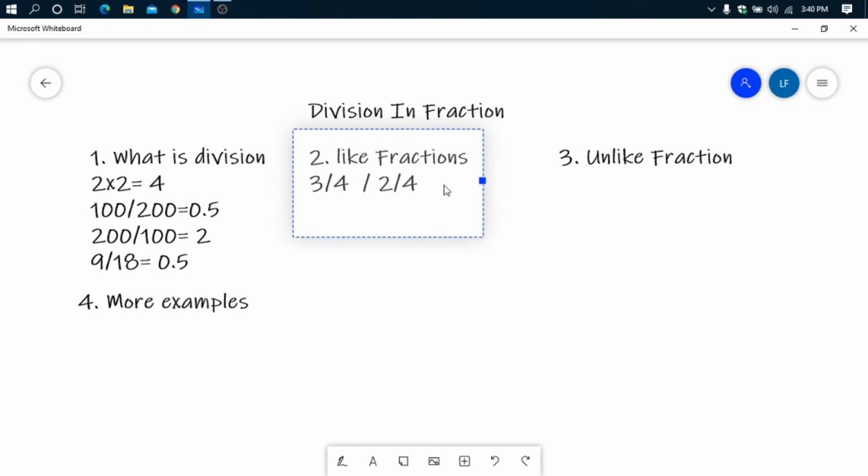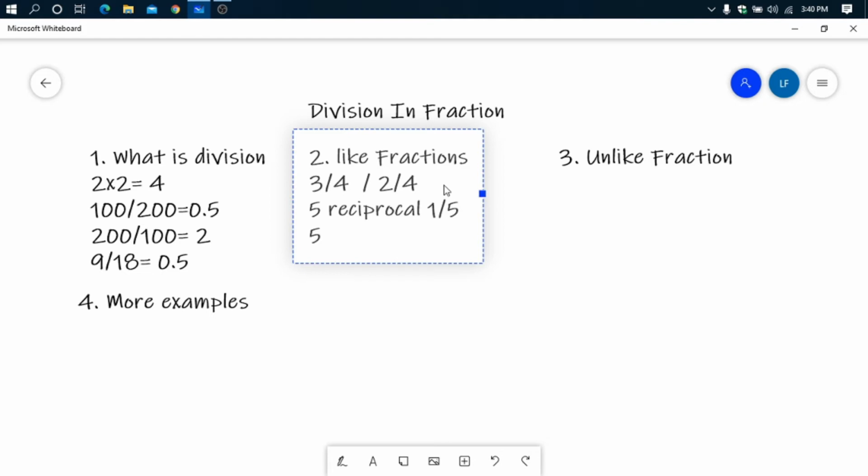The reciprocal is just switching the numbers. So what is the reciprocal of 5? The reciprocal of 5 is 1 by 5. How can you say it's 1 by 5?